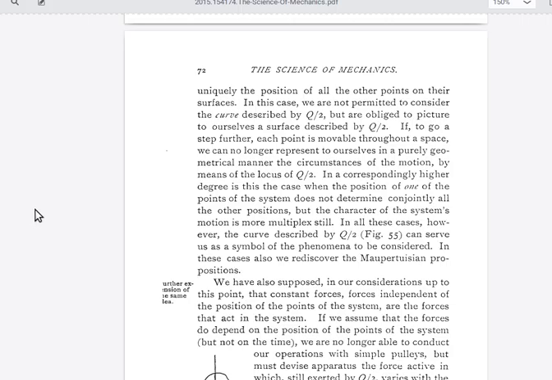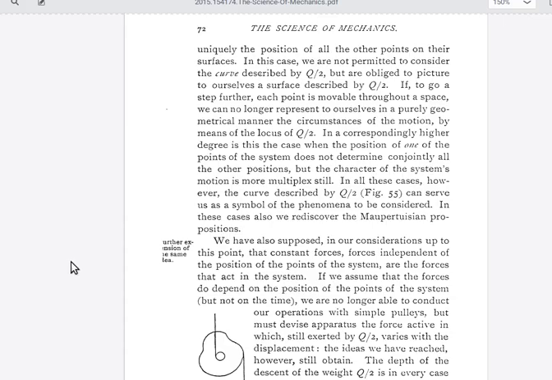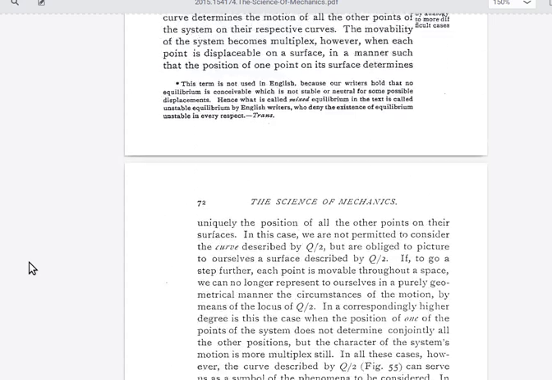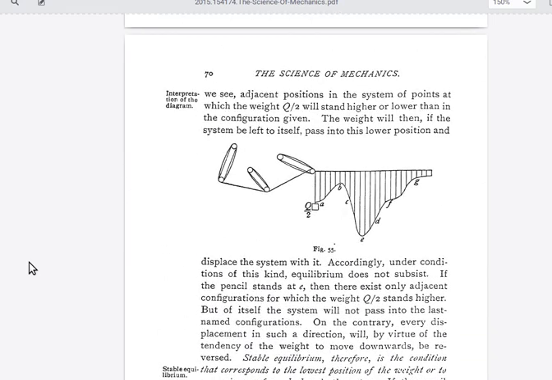If, to go a step further, each point is movable throughout a space, we can no longer represent to ourselves in a purely geometrical manner the circumstances of the motion by means of the locus of Q/2. In a correspondingly higher degree is this the case when the position of one of the points of the system does not determine conjointly all the other positions, but the character of the system's motion is more multiplex still. In all these cases, however, the curve described by Q/2, figure 55, can serve us as a symbol of the phenomena to be considered. In these cases also we rediscover the Maupertuisian propositions.